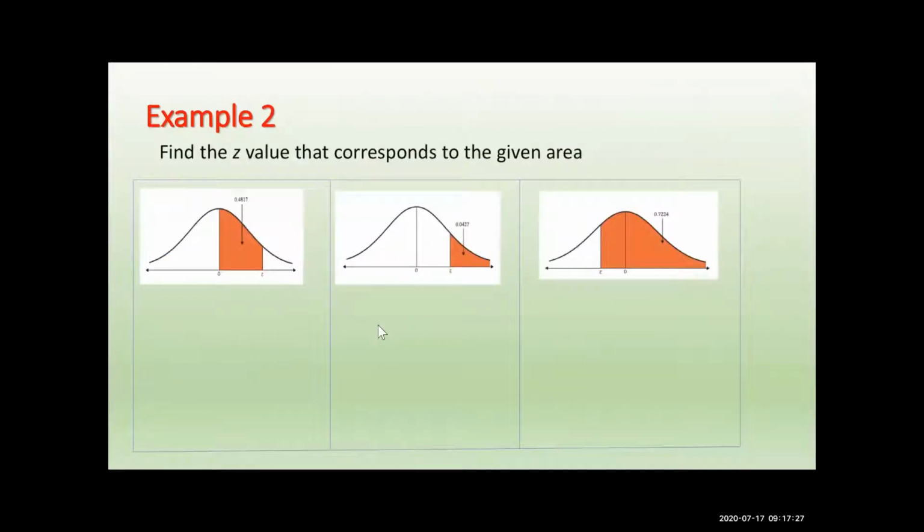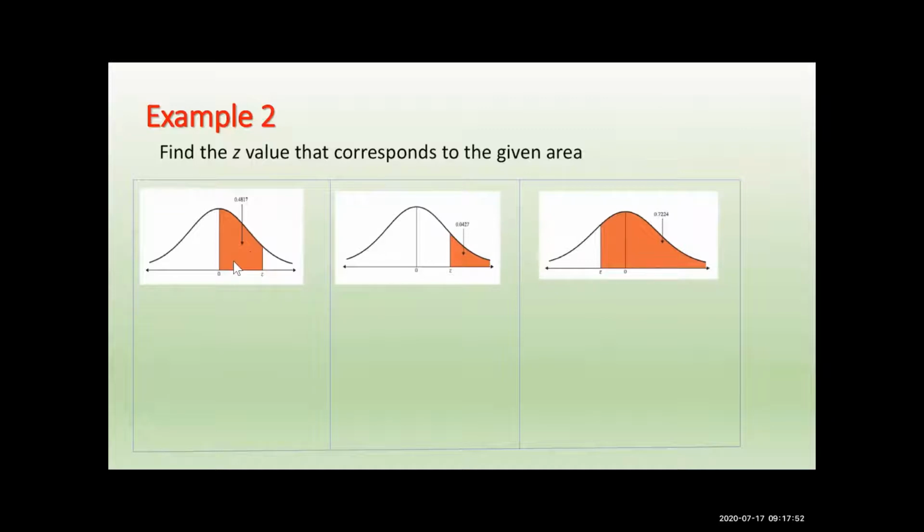Example 2, we have to find the z value that corresponds to the given area. Here the area is given, you can see. We have to find the z-score. For example, here is the z-score. What is that z? We have to find it. They have given that area. Here is the z, and there is the area.